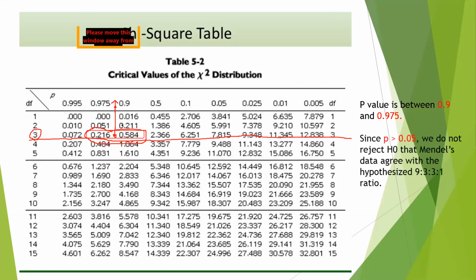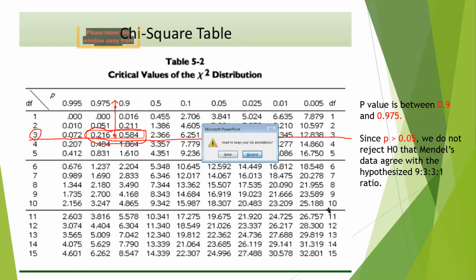All right, because Professor, yeah. I'm so sorry. I have a quick question. How do you know to look between 0.9 and 0.975? Okay, good question.